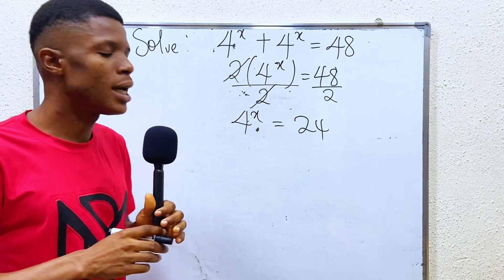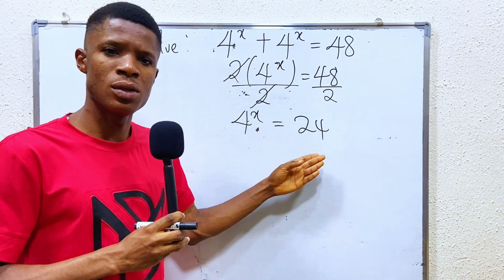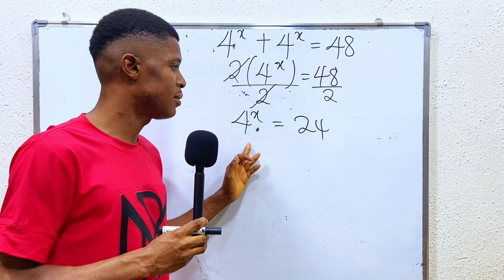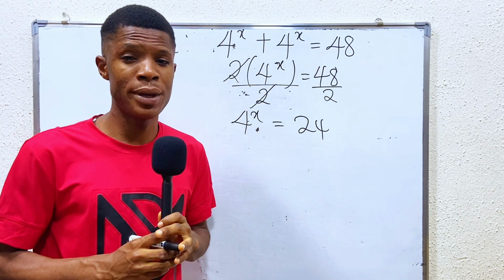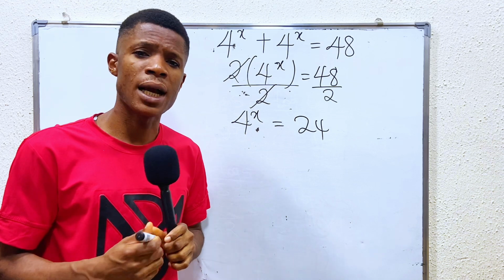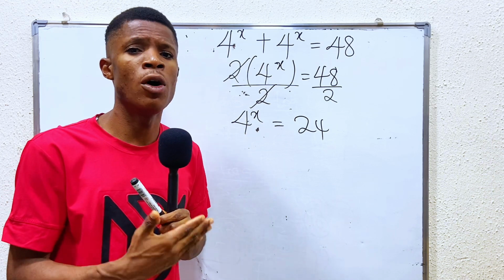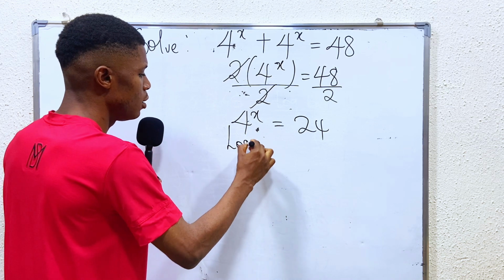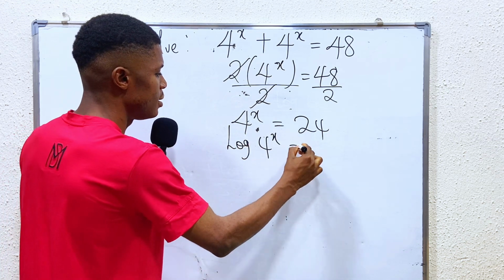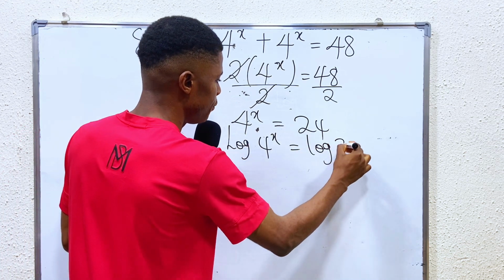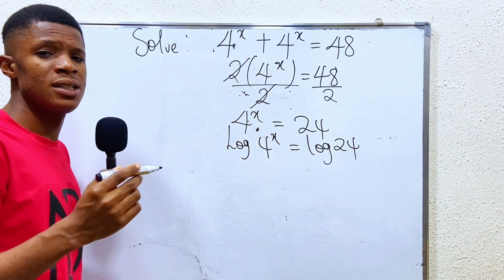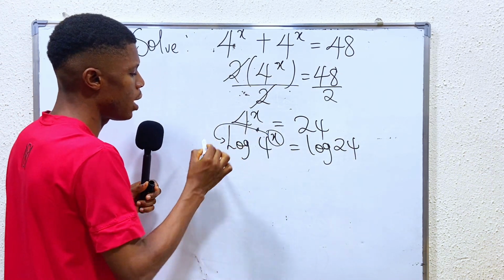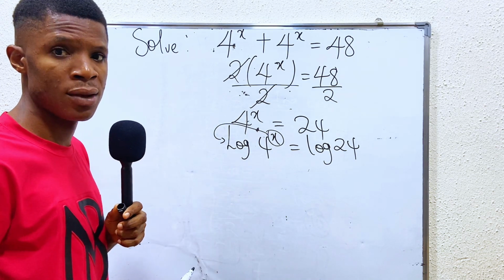Then again, you can now say 4 power x is 24. What then will be the value of x? Can I actually express 4 and 24 to be in common base? No. So if you can't, you easily take the logarithm of both sides. So if you take the logarithm of both sides, you have it as log 4 power x is equals to the log of 24. The reason why we took the logarithm is so that we can multiply the power to the log. Logarithm allows that.